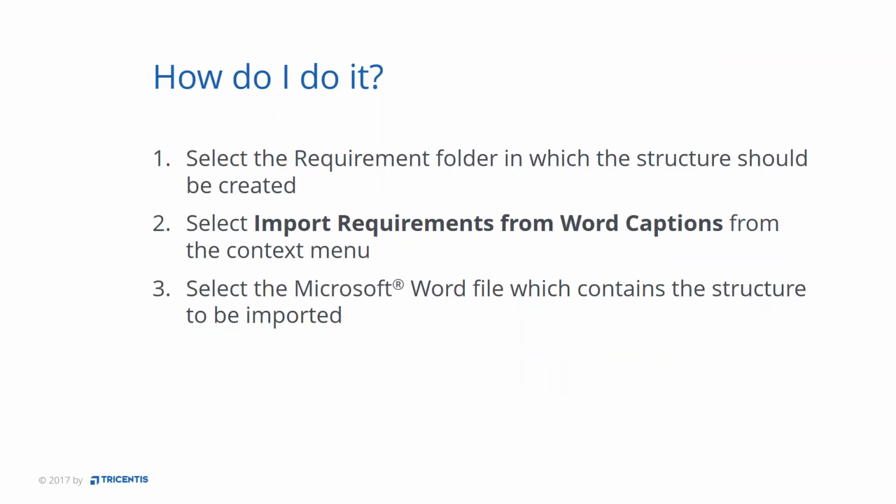What are the steps for actually doing this? Basically, I have to create the requirement folder in which the structure should be created, so where I want to import this requirement set from the Word document. Then it's really simple, actually. I just right-click on the folder and select Import Requirements from Word Captions. That's an option that comes up in the context menu. I select that, and it automatically imports the structure as I just showed you on the last slide. And the Word file will be attached to the requirements set.